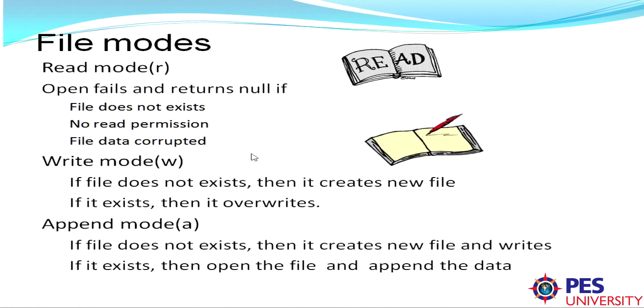So the difference between write and append mode is that in write mode, if the file exists, then it overwrites the data. It will erase the old data. Whereas in the append mode, if the file exists, it opens that file and keeps the old data, and the new data will be appended at the end of the file. So this is the append mode.